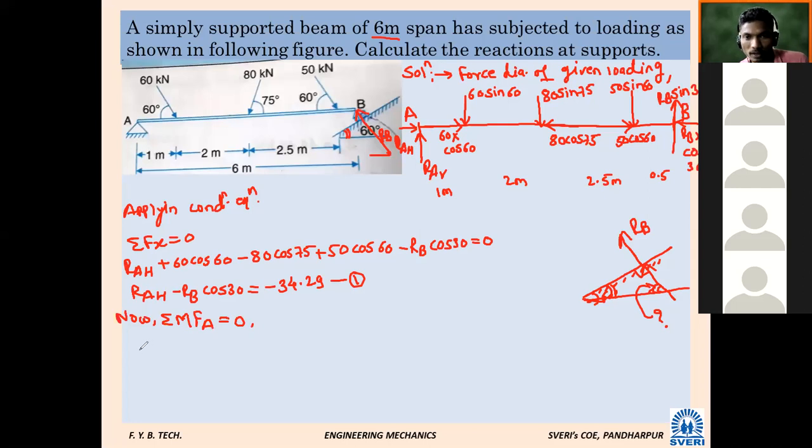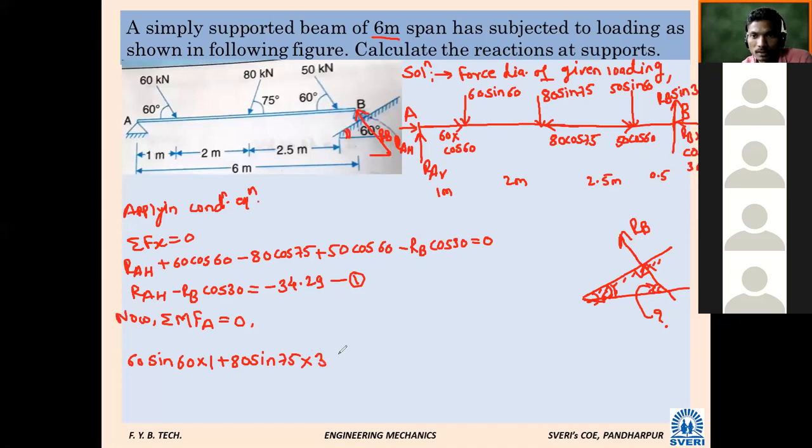Who will tell now? Carefully. RAH, it will not come. All horizontal forces will not come now, only vertical forces will come. So 60 sin 60, will it create positive or negative? Positive. What is the distance of that force from point A? 1 meter. Then 80 sin 75, plus or minus? Positive. What is that distance from point A? 3 meters.